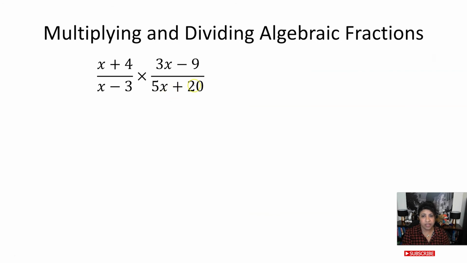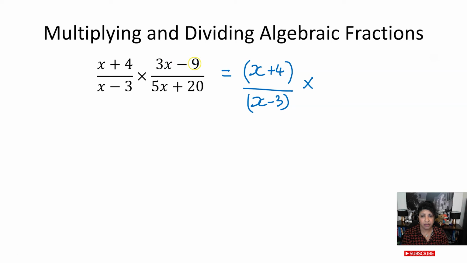Right, and now for this then, again, we need to see if we can factorize and then cancel out anything that we can cancel. So the first part can't be really simplified. It's x plus 4 at the moment, and then x minus 3 here. And then times, I can see I can simplify this part.